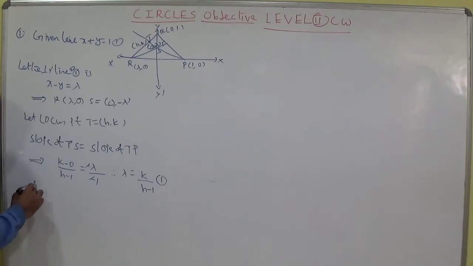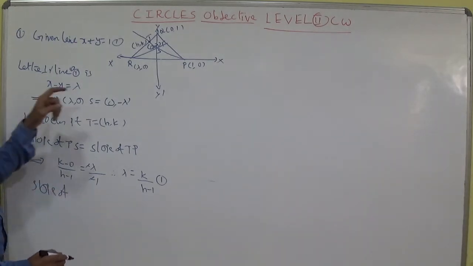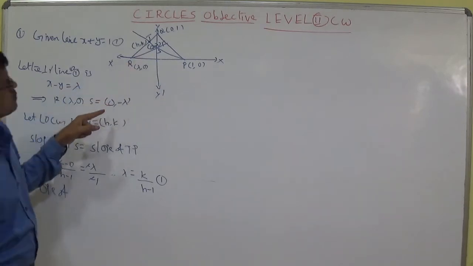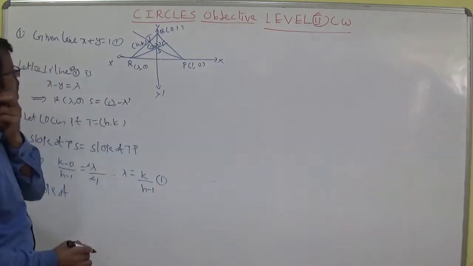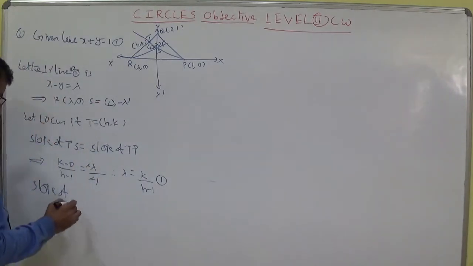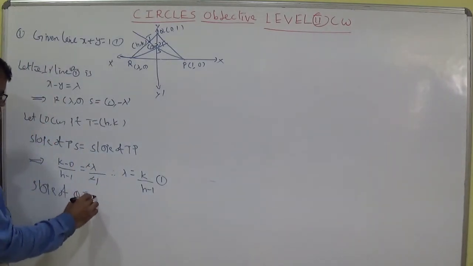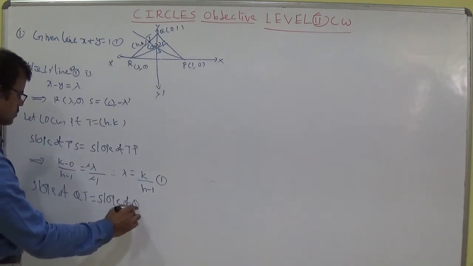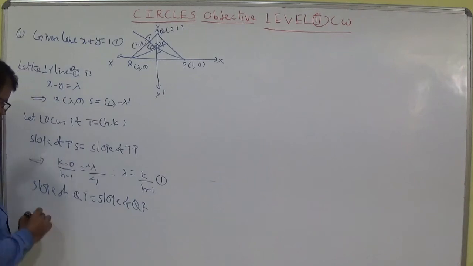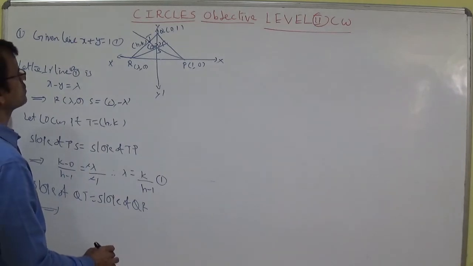Next, in the similar way for this one you can say, slope of QT is equal to slope of QR. Slope of QT is equal to slope of QR. That implies slope of QT. Slope of QT means k minus 1 by h.